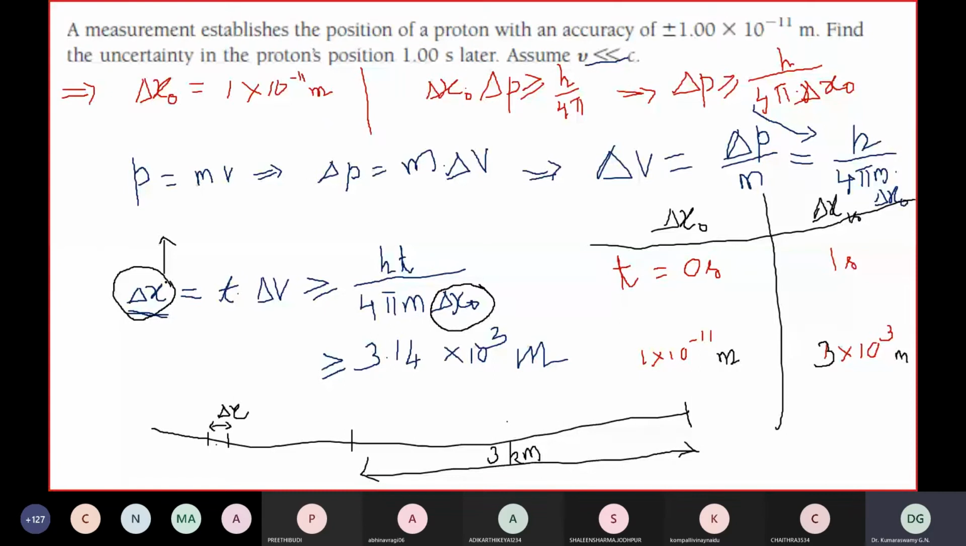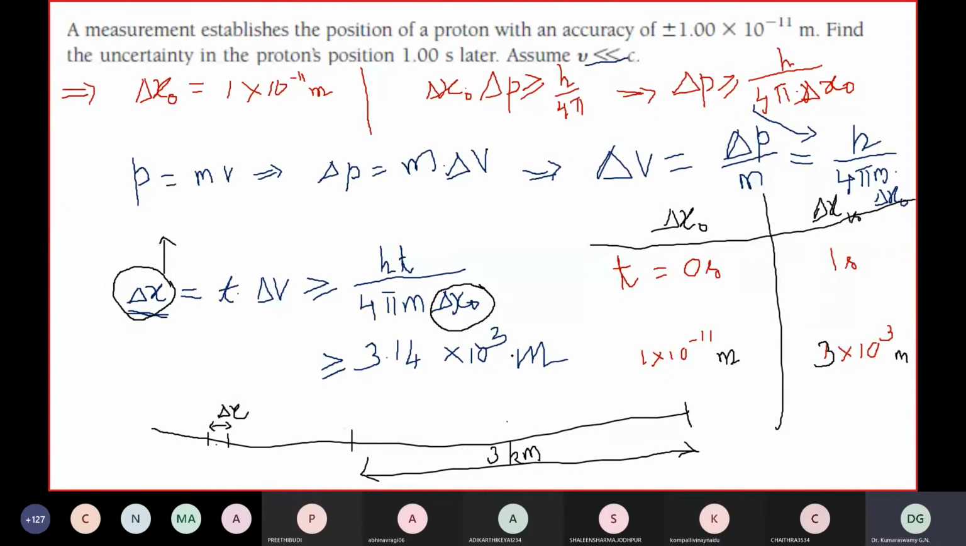So if the uncertainty in the present moment increases, the uncertainty in the future reduces. If the uncertainty in the present position is very less, uncertainty in the future is going to be far more. So that is the meaning. Say at 0 seconds, we have 10 to the power of minus 11 meters. We can find the proton within 10 to the power of minus 11 meters. The next moment, in 1 second, the proton may be anywhere in 3 kilometers.